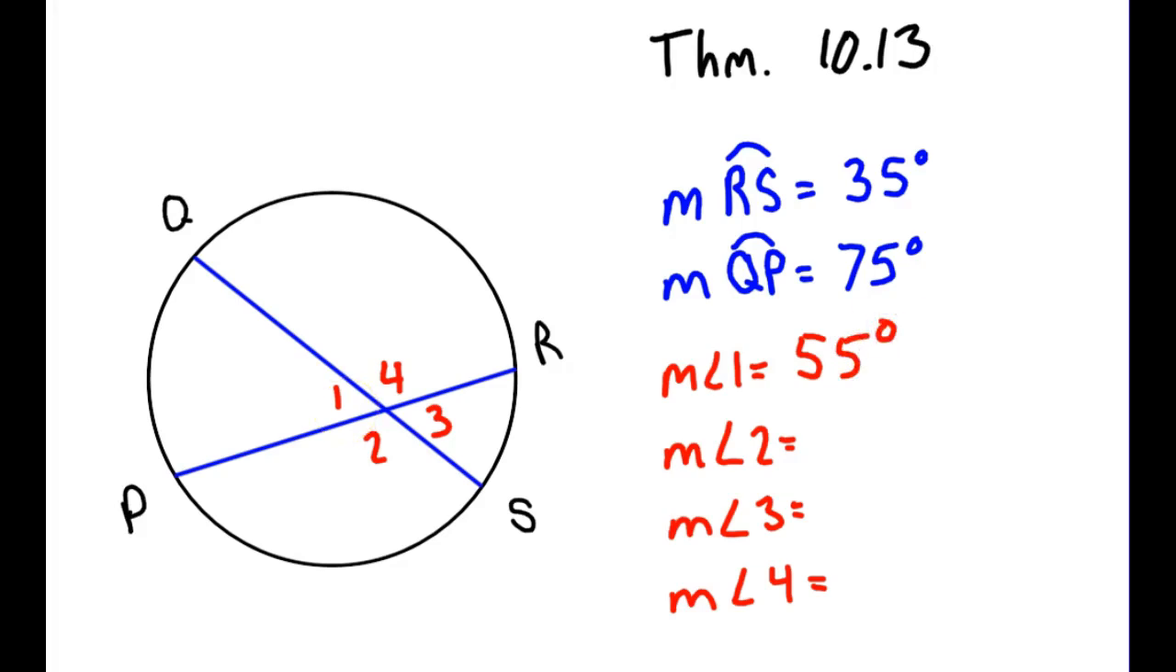Now, we don't even have to use that theorem to find the measures of the other angles, because if I'm looking for the measure of angle 2, angle 1 and angle 2 form a straight line, so they're a linear pair because they're adjacent angles, meaning if I add angle 1 and angle 2 together, that sum has to be 180 degrees. So if I take 180 degrees minus 55 degrees, we're left with 125 degrees.